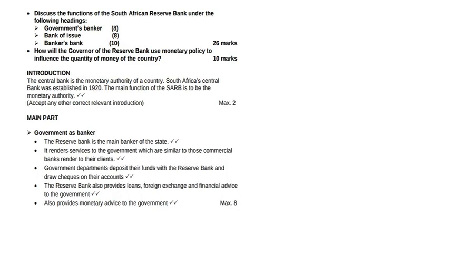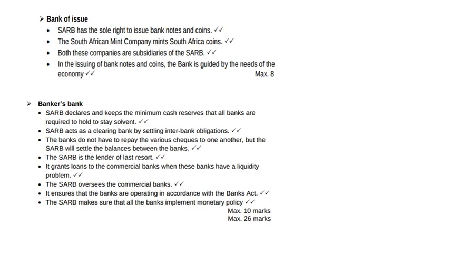Right. This is now the answer to the question that you were given. So please, can you see there the way the main part is written? There's a heading, but as you will see, there is no mark given for government as banker because that was what was asked in the question. So you're only given marks for the discussion. The same for bank of issue. You're not given marks for the subheadings here, because that is part of the question.